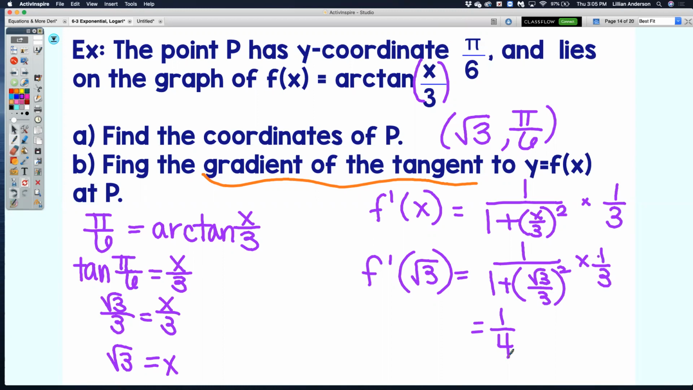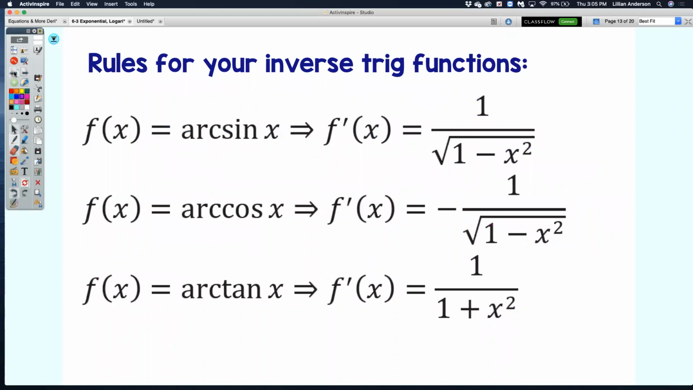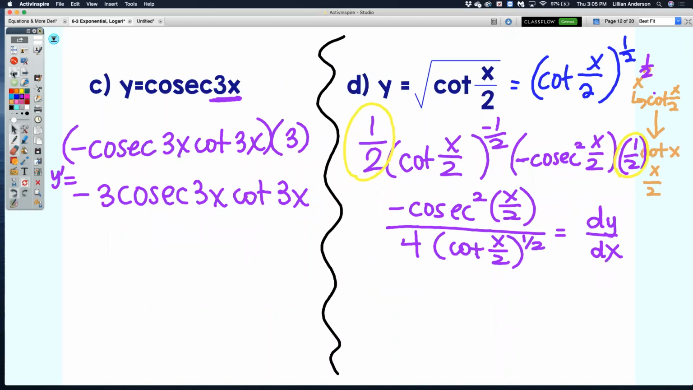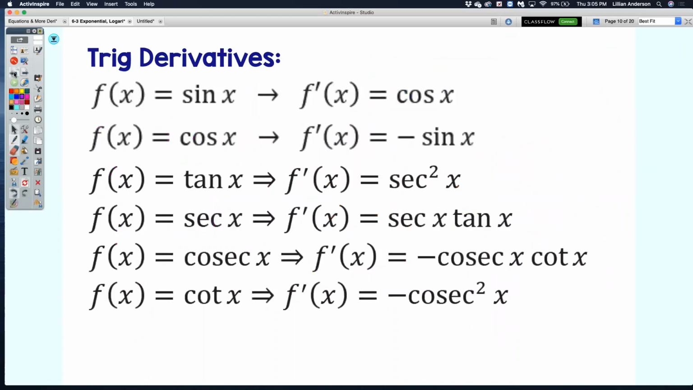We'll save some practice for later. But all of these formulas for your inverse trig functions and your trig derivatives are in your reference booklet. You just have to be careful because of how the booklet is divided up: the top two are in the SL section, and the bottom four are in your AHL section.